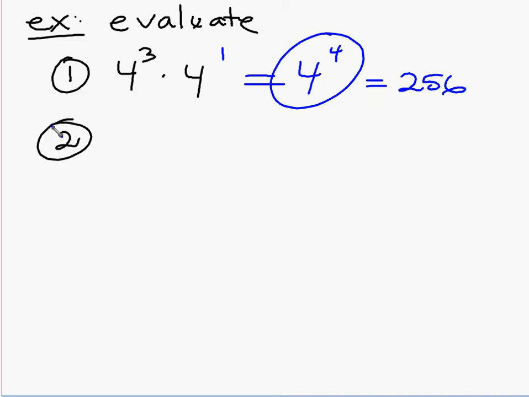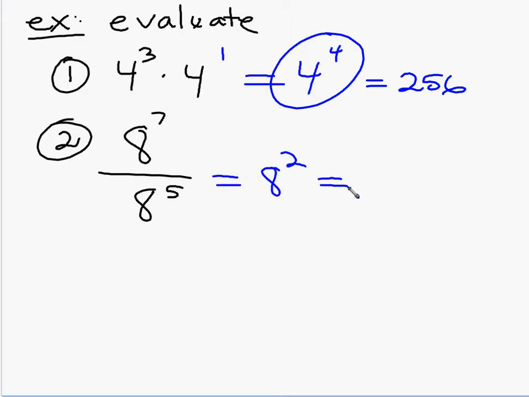How about 8 to the 7th over 8 to the 5th? Just start with some easy ones here. What do I do with the exponents? Just subtract them. So this is going to become 8 to the 2nd, which we know. Now don't make the 8th or 9th grade mistake. You're not in 8th or 9th grade anymore. This is not 16. People do that all the time. Oh, 8 to the second, 16. No, it's 8 times 8, which is 64.